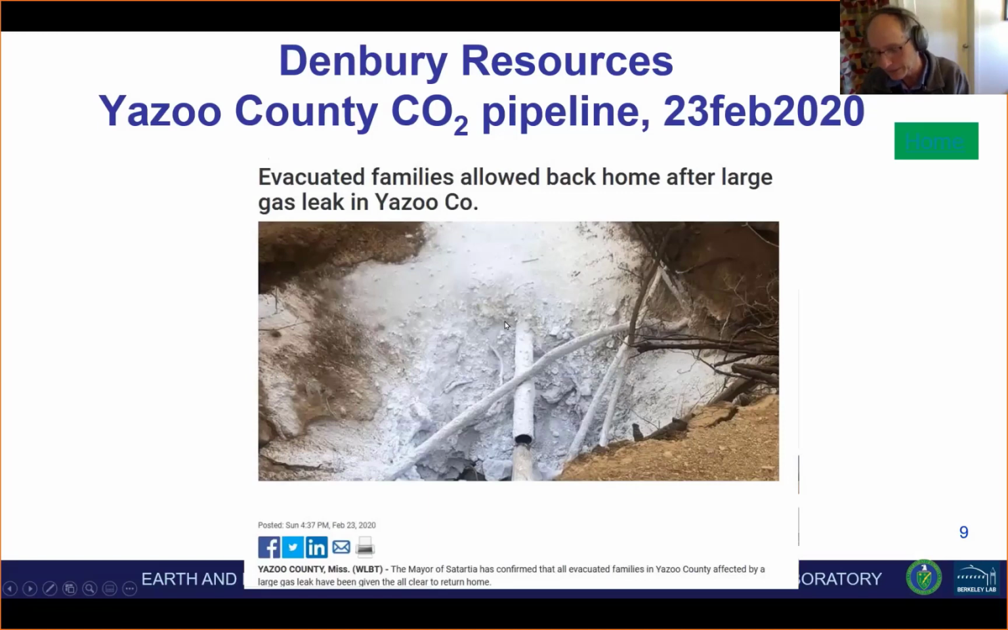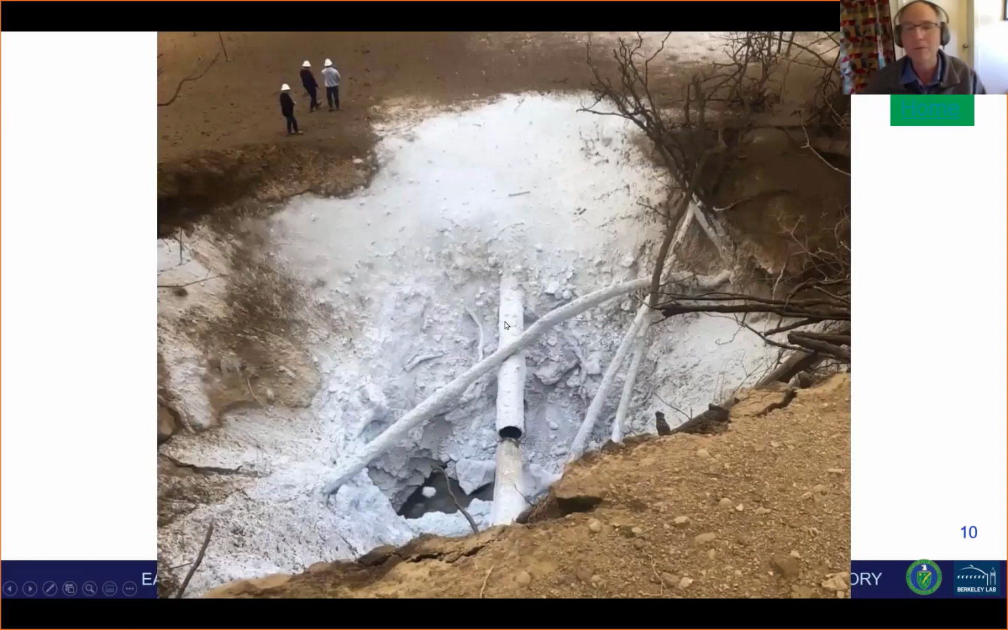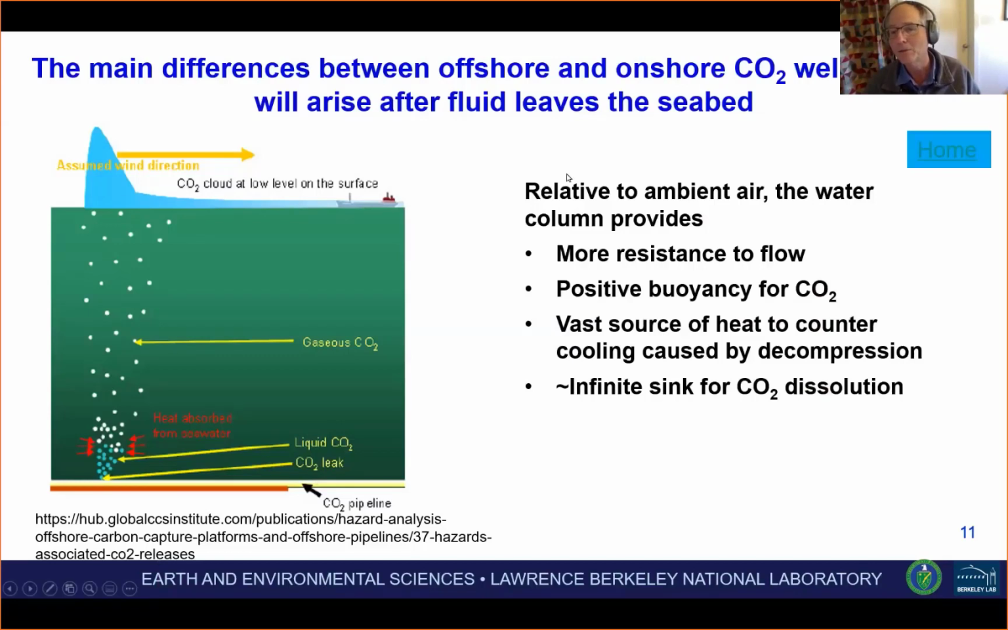So we have these experiences in the onshore, and that's usually what we've been thinking of in NRAP and developing NRAP tools, etc. But what I'll be showing here is that we can apply some of these to the offshore situation, but we need to appreciate some of the differences. So the main differences between an offshore and an onshore CO2 well blowout will occur after the fluid leaves the seabed. Okay, the geology is pretty much the same onshore and offshore, but once the CO2 leaves the seabed and moves into the water column, hugely different from the situation onshore. So specifically, the CO2 will have a lot more resistance to flow and flowing through the water as opposed to the air.